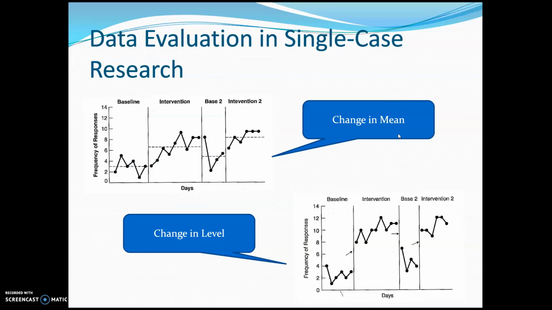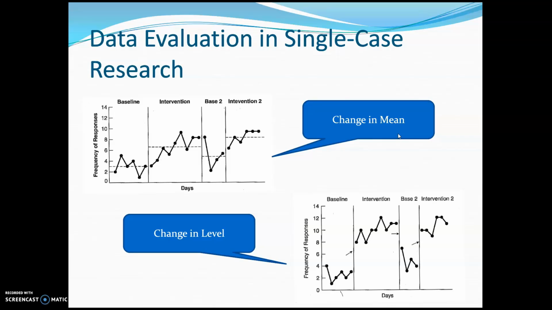So this first one here, the top one there, change in mean. If you notice that dotted line, that segmented line there, that is the mean. And what we're looking for is, does the mean change from baseline to intervention phase and back and forth, right? So notice it goes from its baseline, it goes up, baseline 2 goes back down, second treatment phase, it goes back up, right? That's what we're looking for. How does the mean fluctuate in the graph?